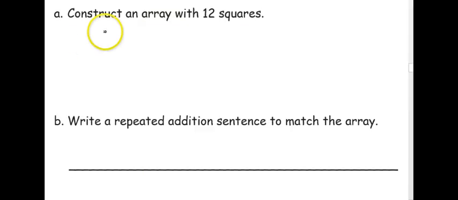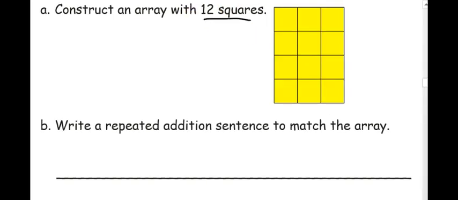The next question asks us to build an array with 12 squares, and there are a couple different ways we can do this. Here's one example. I have an array that has 4 rows and there are 3 tiles in each row. The repeated addition sentence would be 3 plus 3 plus 3 plus 3 to show the 4 rows of 3, and of course the total is 12 squares.